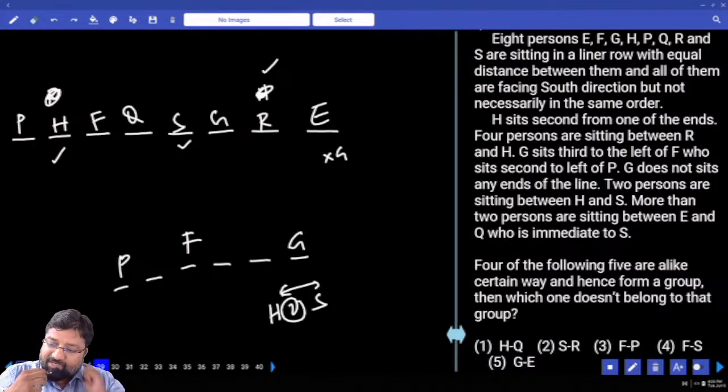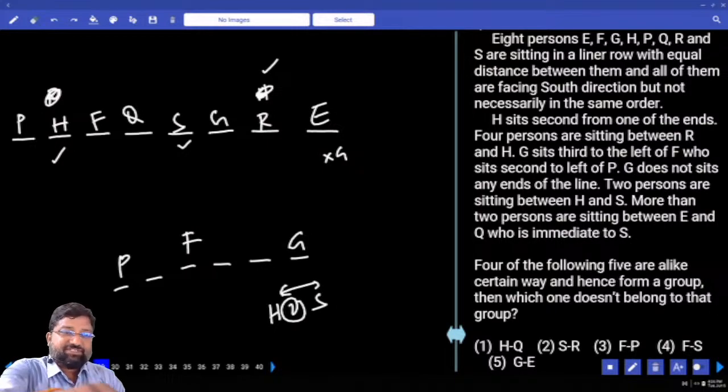4 out of the following 5 are alike in a certain way and hence form a group. Which one does not belong to that group? H and Q gap is 1. S and R gap is 1. F and P also gap is 1. F and S also gap is 1. G and E also gap is 1. But when I look at it that way, I won't get my answer.